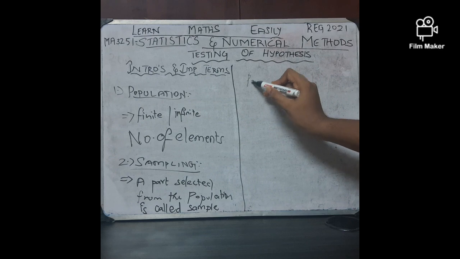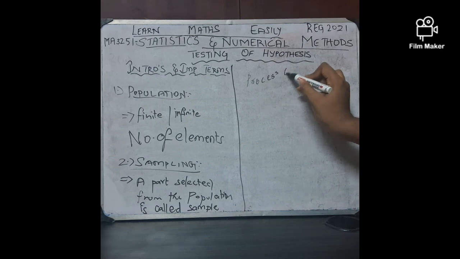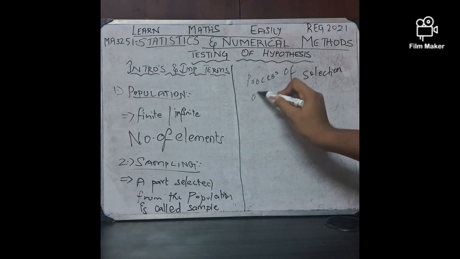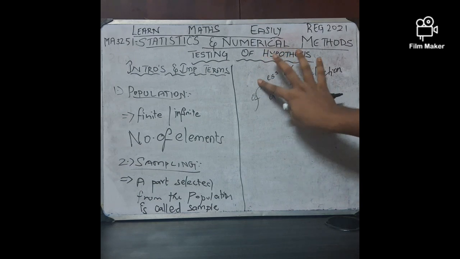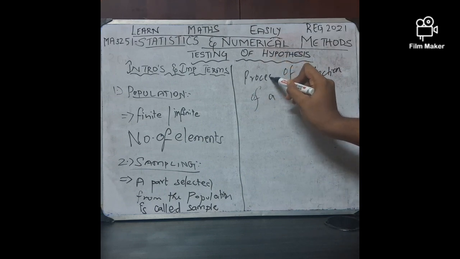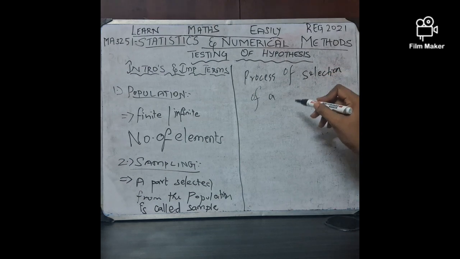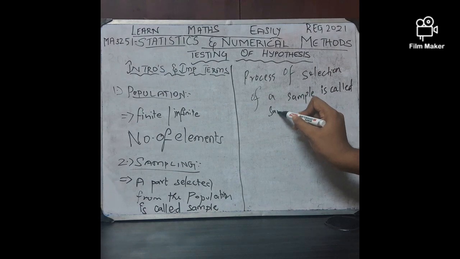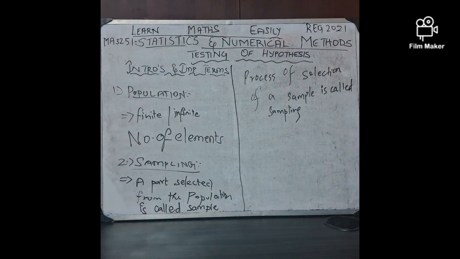The definition of sampling is nothing but the process of selection of a sample is called sampling. What does sample mean? A part selected from the population. So this is your definition of sampling, right?